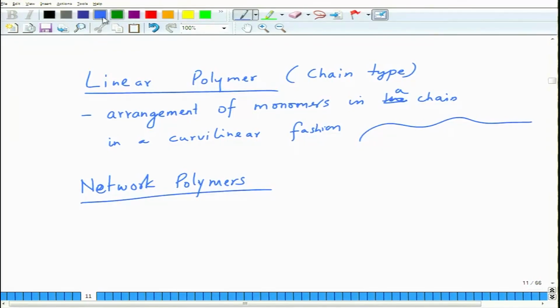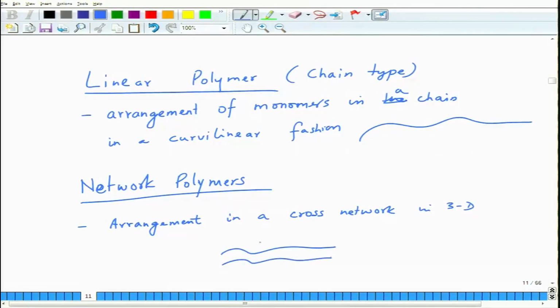These network polymers have an arrangement of monomers in a cross network in 3D. So, there is a crisscrossing. They are branched in 2D and they are also branched in other dimensions. So, they are basically a branched, cross-linked network in 3 dimensions.